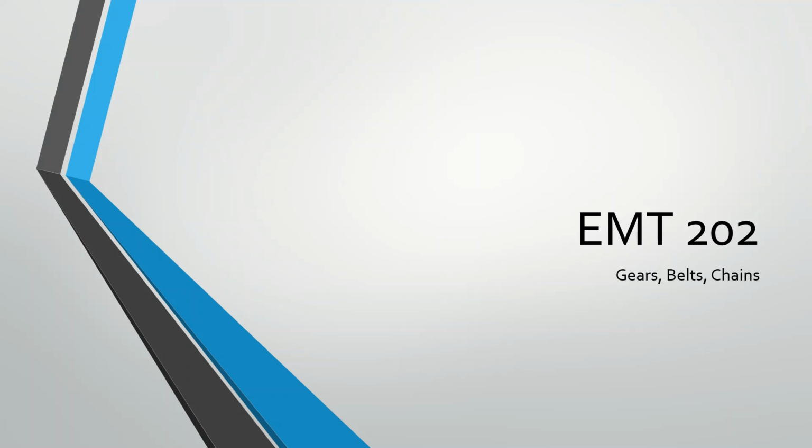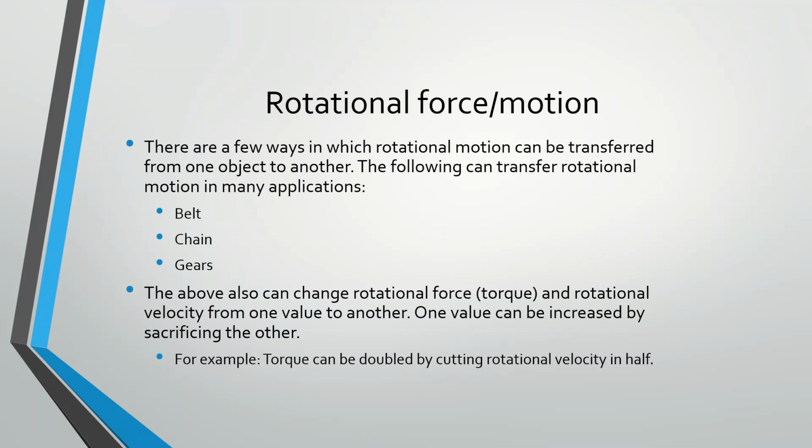Okay, so today we're going to talk about ways of transferring rotational motion and some of the advantages and disadvantages of those methods. Rotational force or torque can be transferred via different methods, and this is not an extensive list. For example, a very common way of transferring rotational force will be through a drive shaft. And it's not even on here. But the ones we're going to talk about today are the belt, chain, and gears.